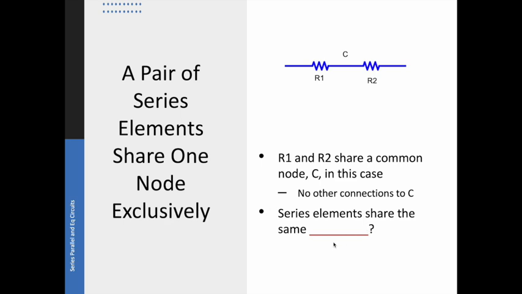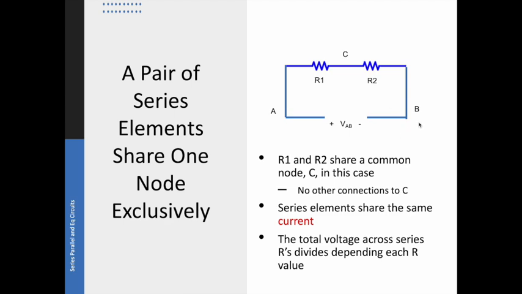Fill in the blank here. Series elements share the same what? Series elements share the same current, and that's consistent with the fact that there is no T-shaped connection here. If there was another connection made here, then, in general, there could be some current flowing through that wire, and we would no longer have identical currents in the series resistance.